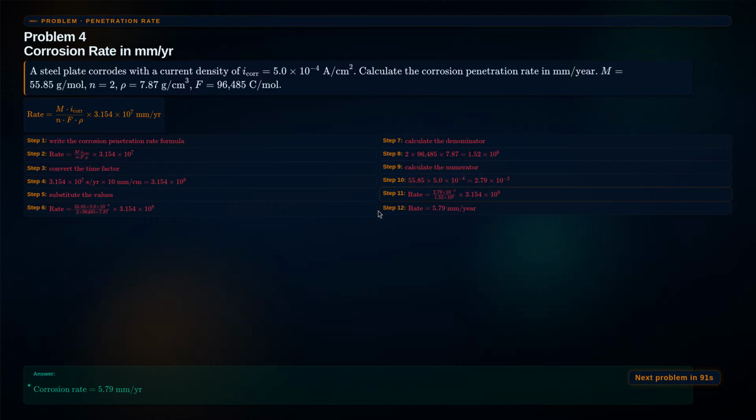Step 2. Substitute the values. M is 55.85. i_corr is 5.0 times 10 to the negative 4. n is 2. F is 96,485. Rho is 7.87. Step 3. Calculate the result. Rate equals 5.79 millimeters per year. So the steel plate corrodes at 5.79 millimeters per year.